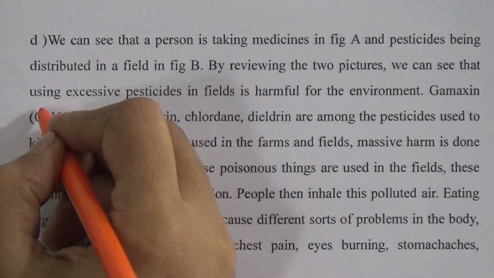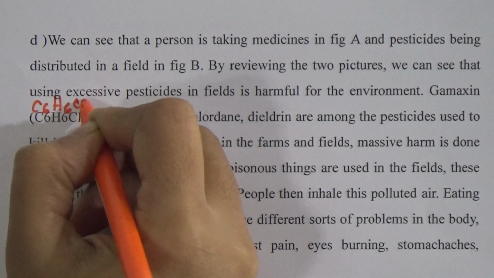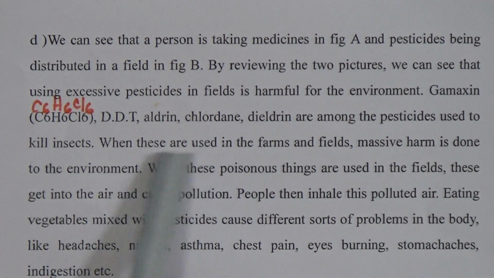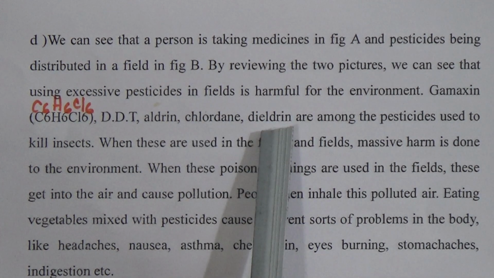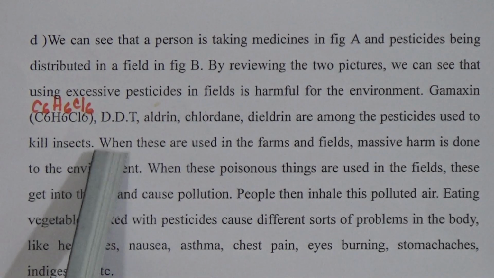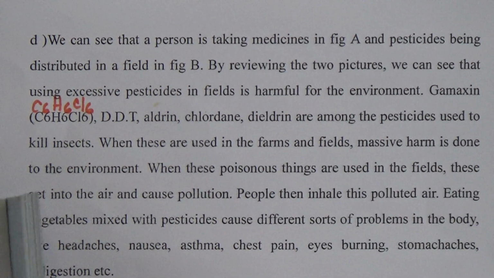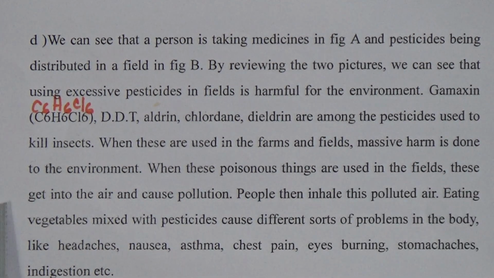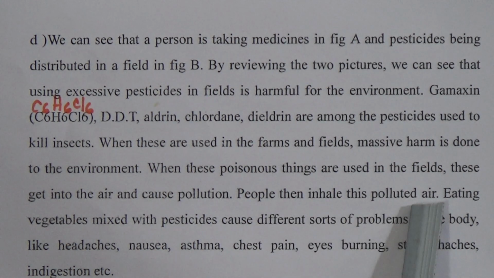Gammexane, that will be C6H6Cl6, and DDT, aldrin, chlordane, then dieldrin are among the pesticides used to kill insects. And when these are used in the farm and field, massive harm is done to the environment. When these poisonous things are used in the field, they get into the air and cause pollution. People then inhale this polluted air.